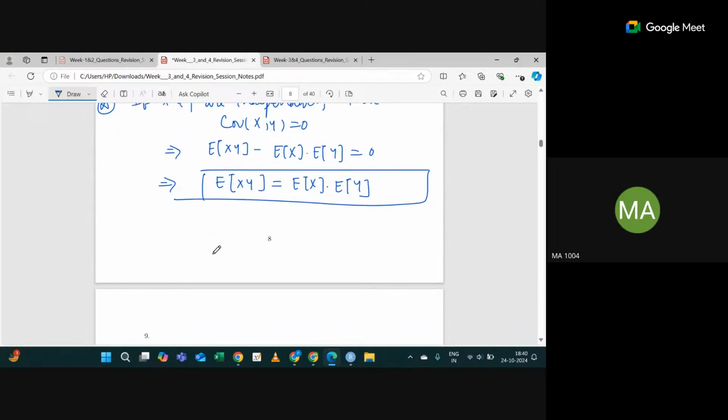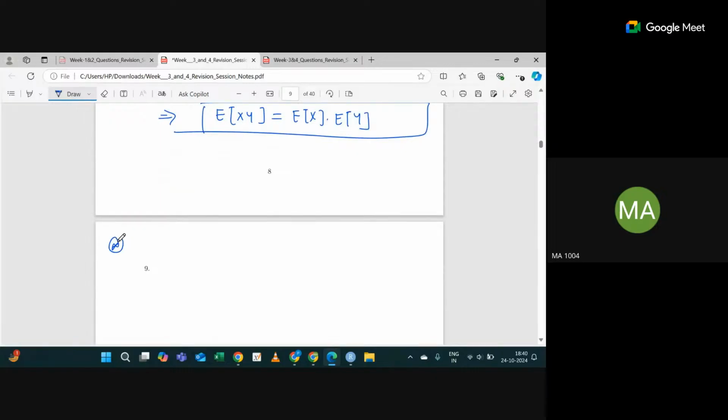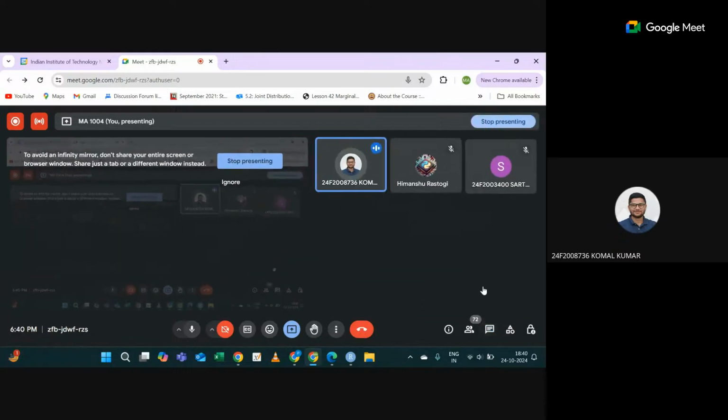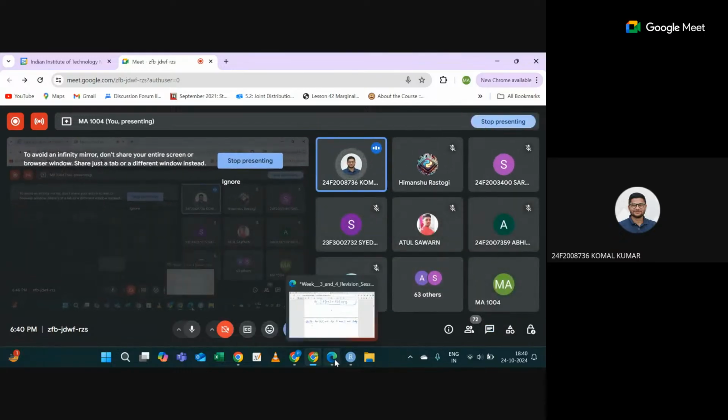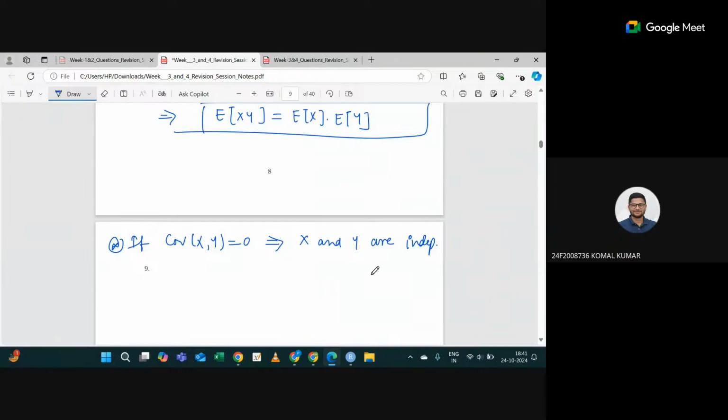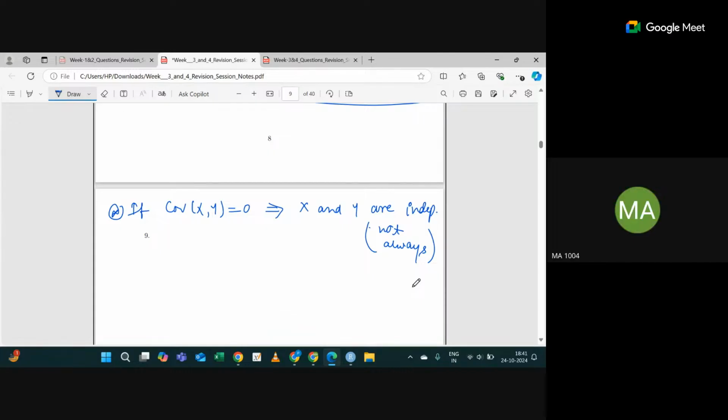Another thing, you will give me the answer for this part. Suppose I'm saying if the covariance between x comma y is 0, will this imply x and y are independent? No. Why? There will be some cases where we can get expectation of x y equal to expectation of x into expectation of y, but the variables will not be independent. There may be certain values because of which covariance turns out to be zero, but that must not always be the case.